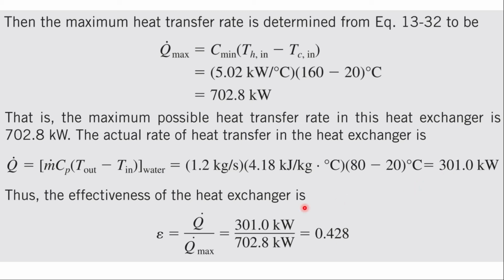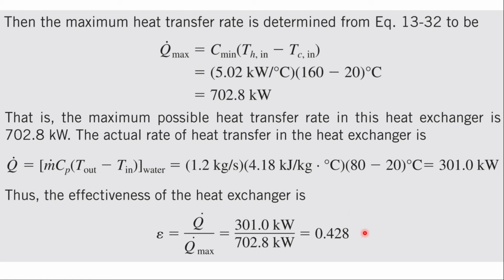So what is the effectiveness of the heat exchanger? It is the ratio of the actual heat transfer rate, Q dot, divided by Q dot max, or the maximum possible heat transfer rate. After putting the values, that is the actual heat transfer rate, 301.0 kilowatt, divided by 702.8 kilowatt, which is the maximum possible heat transfer rate. After dividing this, you have the effectiveness value, or the epsilon value, which is 0.428, which is the effectiveness, right?